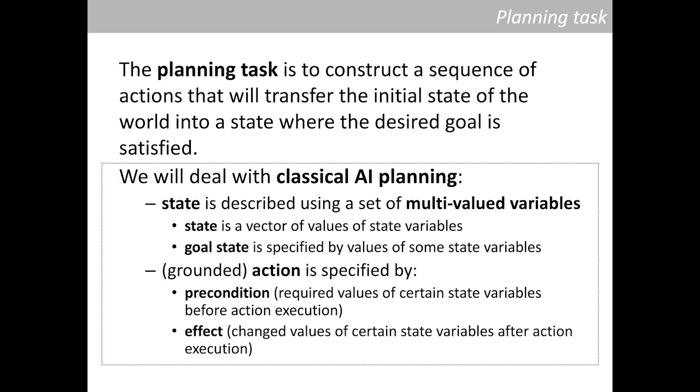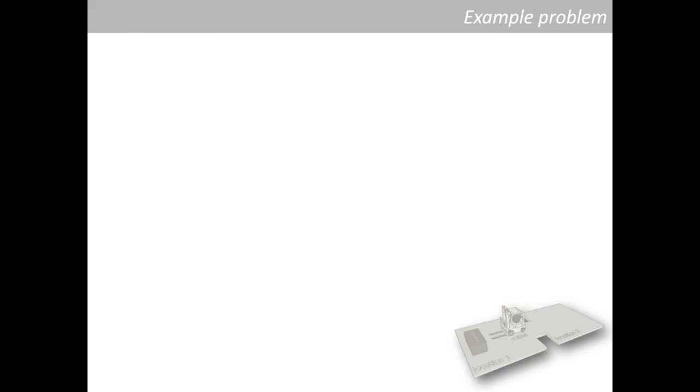Perhaps the best way is to show an example. So let's assume a very simple problem with one robot that moves between two locations and there is one container. So we can use two state variables to describe the state: location of the robot and position of the container. The location of the robot can be location 1 or location 2. The position of the container can be location 1, location 2, or being on the robot.